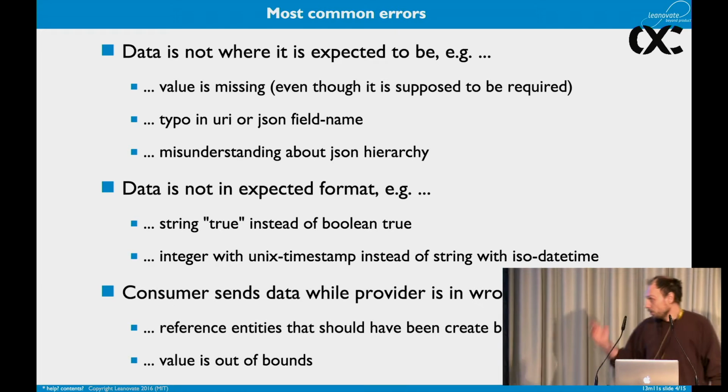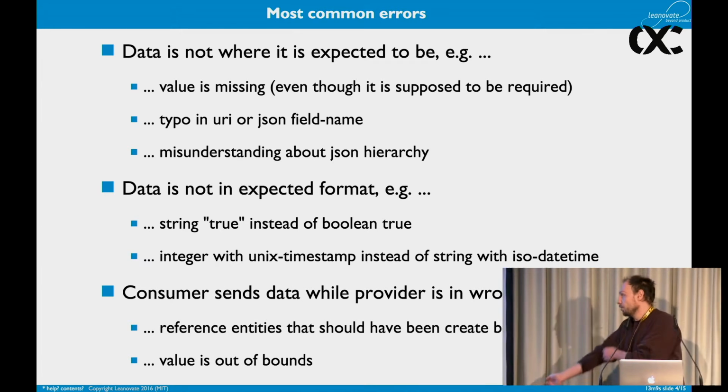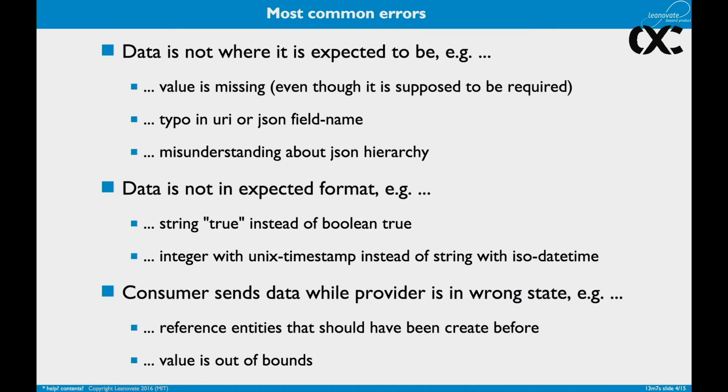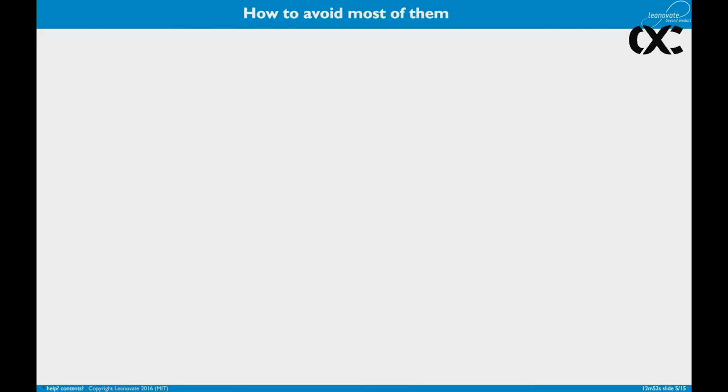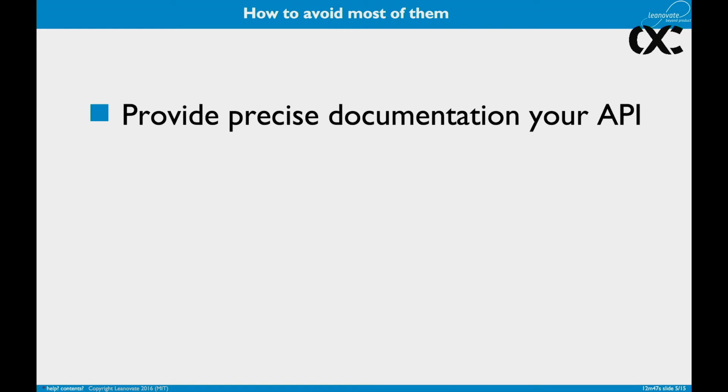And eventually, the hardest part is when the consumer sends data to your microservice while your service is in some kind of wrong state, because the consumer should have done something else beforehand, before this request. Well, how can you address most of these problems? And now you're probably throwing tomatoes at me, because the answer is: just provide documentation for your API.